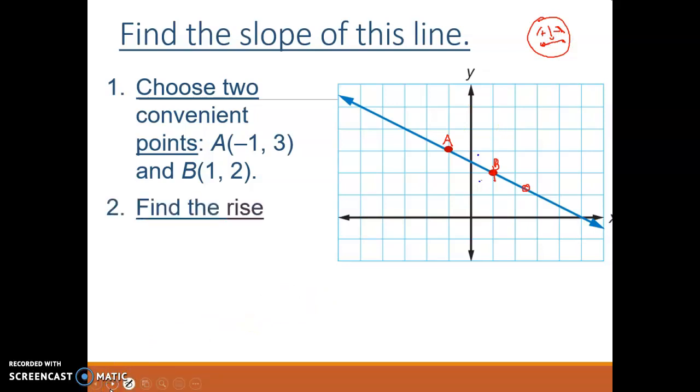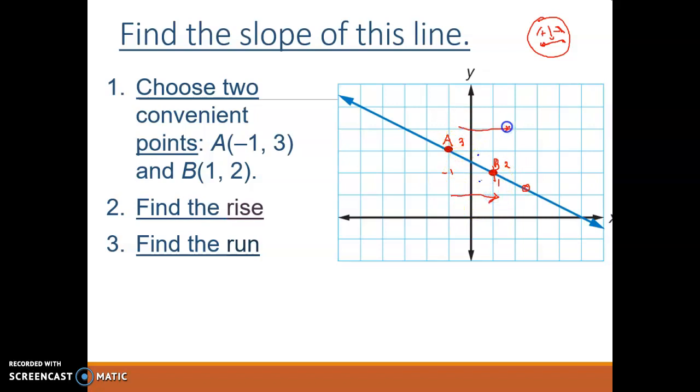Okay, let's find the rise first of all. We have our y values, 3 and 2. What's the difference between 3 and 2? The difference is 1. Let's find our run. Our run went from -1 to +1. What's the difference between -1 and +1, if we're going from left to right here?